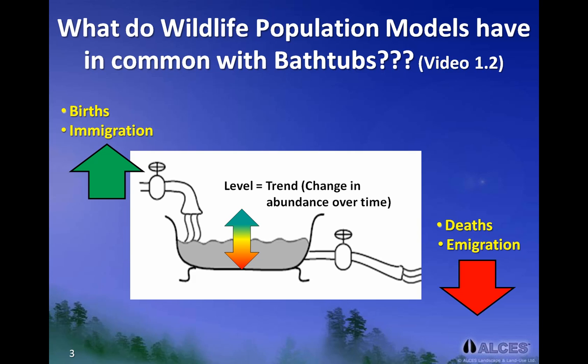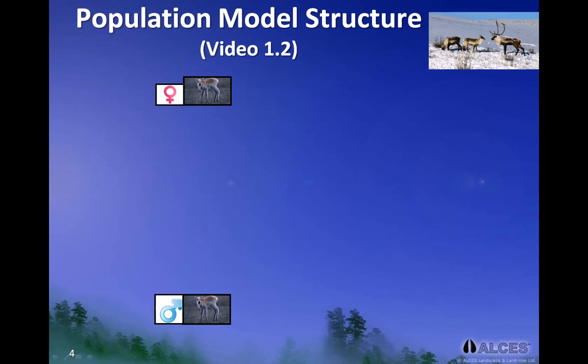The balance between the rate of inflows, births and immigration, and outflows, deaths and emigration, gives us the actual number of animals in our bathtub model. By tracking the number of animals, or the level of water over time in our bathtub model, we can monitor trend. To simplify the model, we assumed that the number of animals immigrating and emigrating cancel each other out.